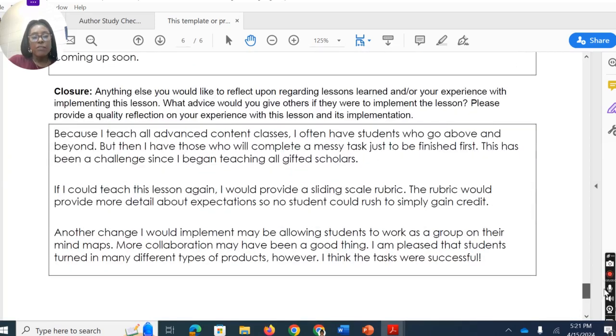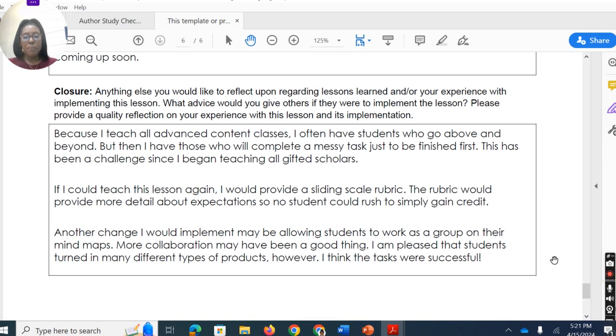Students will be able to see work from their peers, so they will see what other students are doing. How can the lesson be improved in the future? I would provide a sliding scale rubric. I have some students that really sped through the project because they didn't see points applied. Sometimes that happens a lot with gifted students.